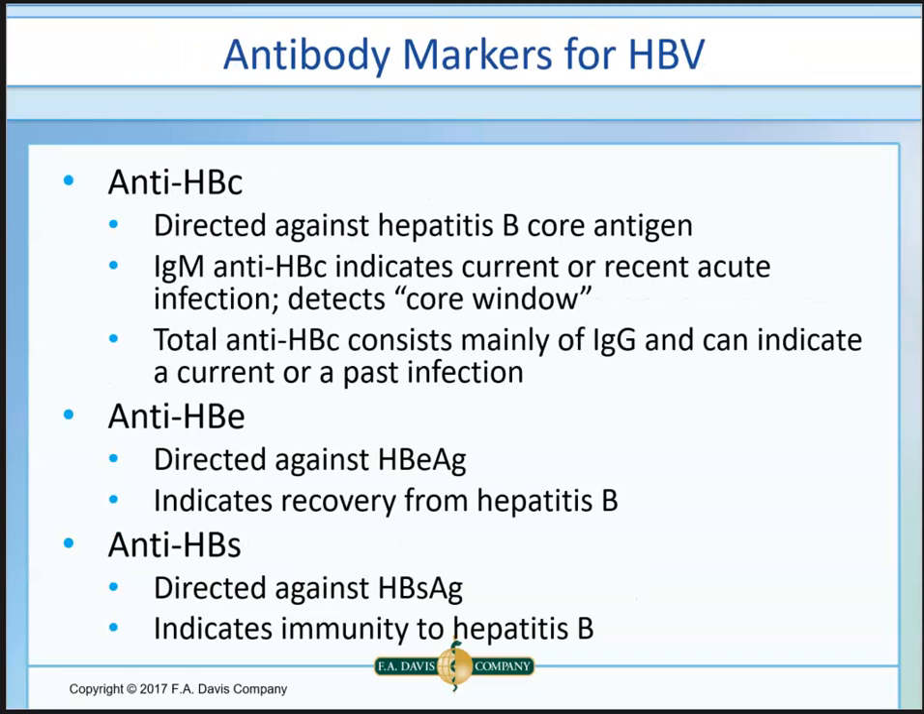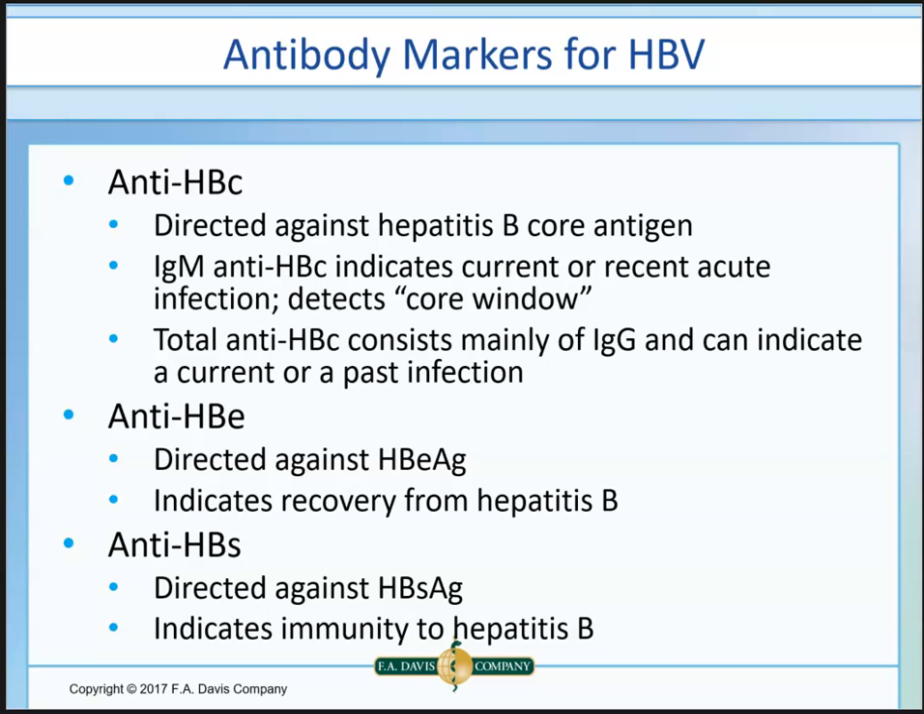So the antibody markers we look for. For hepatitis B, it is anti-HBc, which means B core. That's what that B stands for, the hepatitis B core, little c, core antigen. IgM antibodies for hepatitis B core indicate a current or recent acute infection. That's what they call the core window. A total, which is basically IgG, anti-hepatitis B core, indicates a current or a past infection.